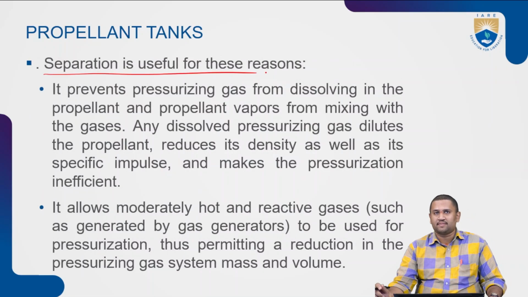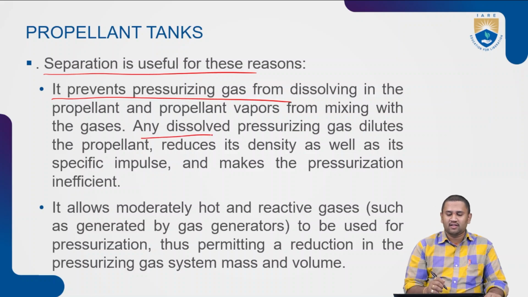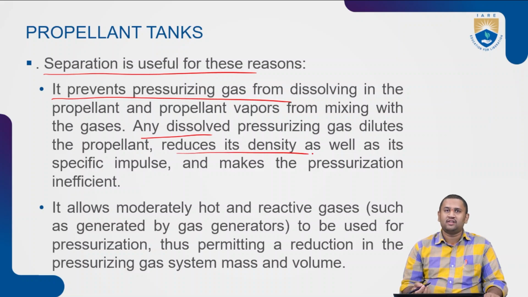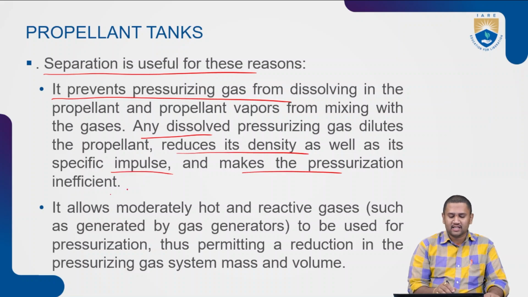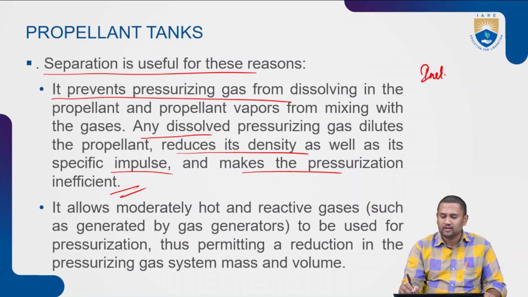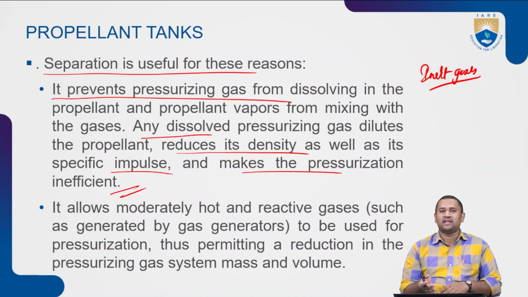Separation is useful for these reasons. It prevents the pressurizing gas from dissolving in the propellant and the propellant vapors from mixing with the gases. Any dissolved pressurizing gas dilutes the propellant and reduces its density, and so its specific impulse, and makes the pressurization inefficient. That is the reason we use inert gases, to reduce the overall solubility of the pressurizing gas in the propellant. If you use any other gas that is soluble in the propellant, its overall density will decrease, which in turn affects my specific impulse upon combustion.